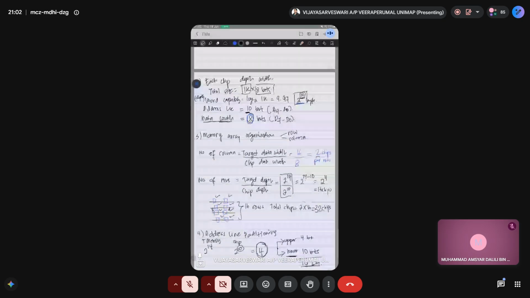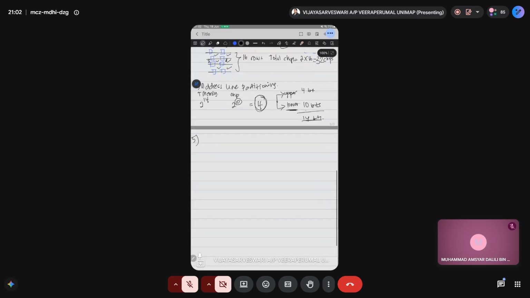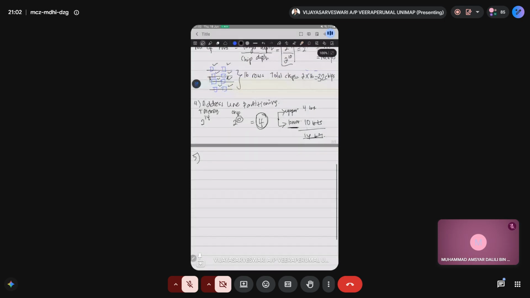You have to divide into the upper side and the lower side because your total memory is bigger than your chip size. So this is the fourth thing that you have to do. Once you have your number of rows and number of columns, and you have done the partitioning, the fifth thing that you have to find is how many decoders or how many stages you need: stages and number of decoders.